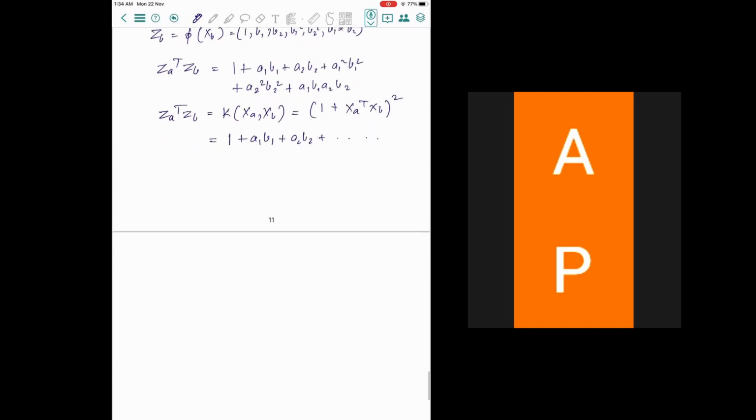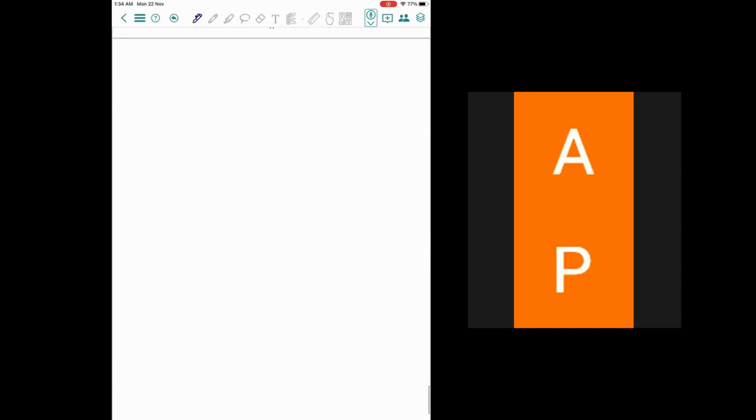Now, an intuitive example to understand this is, imagine we have the following one-dimensional data. This is our origin, and I'm using circles to denote one kind of data and crosses to denote another kind of data. And this is our x-axis.